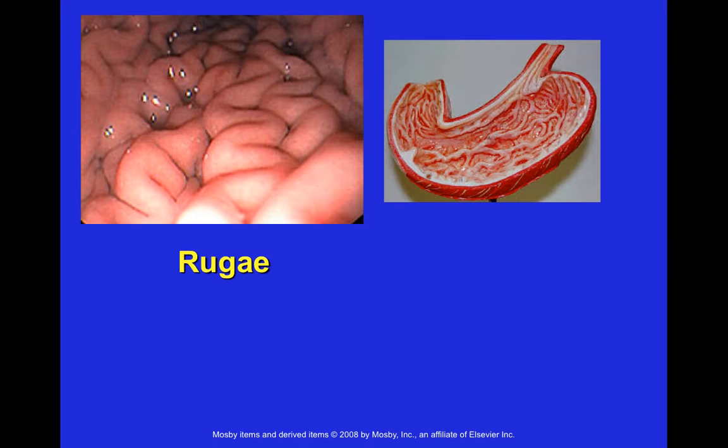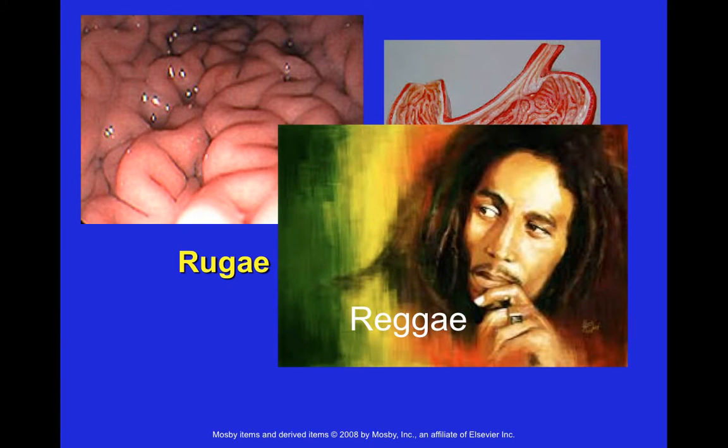So rugae are the folds in the stomach, and we'll talk about them as well when we get to the ruminant stomach because they have quite different ones too. Rugae are folds in the stomach, and they allow for stretching and increases in surface area. The benefit of having increased surface area is for increased nutrient absorption, as well as to allow the stomach to stretch just to accommodate that incoming food. Not to be confused with reggae.